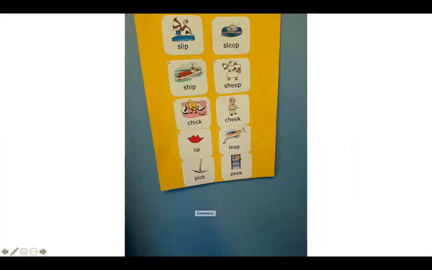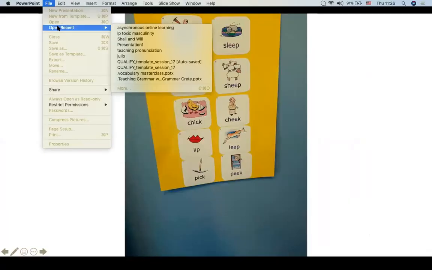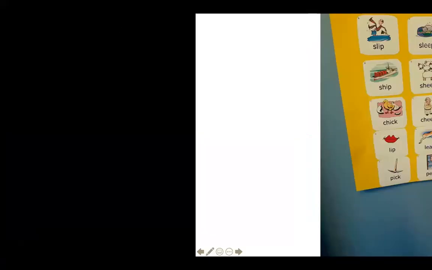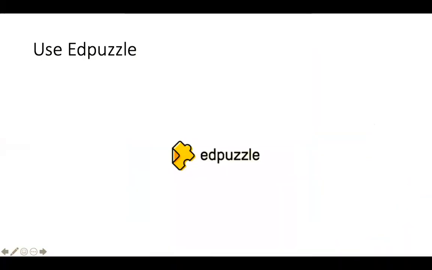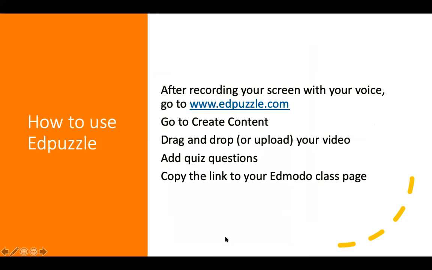And Maria, the multiple choice exercises on this specific application on the Edpuzzle. Yes, and I will show you how it works. I use Edpuzzle, which is great. So you record your screen first. And then you go to edpuzzle.com and you go to create content. You drag and drop your video there, and you add any quiz questions you want at any point on the video. And then you take this link and you copy it to your Edmodo class page. So they have everything on Edmodo.